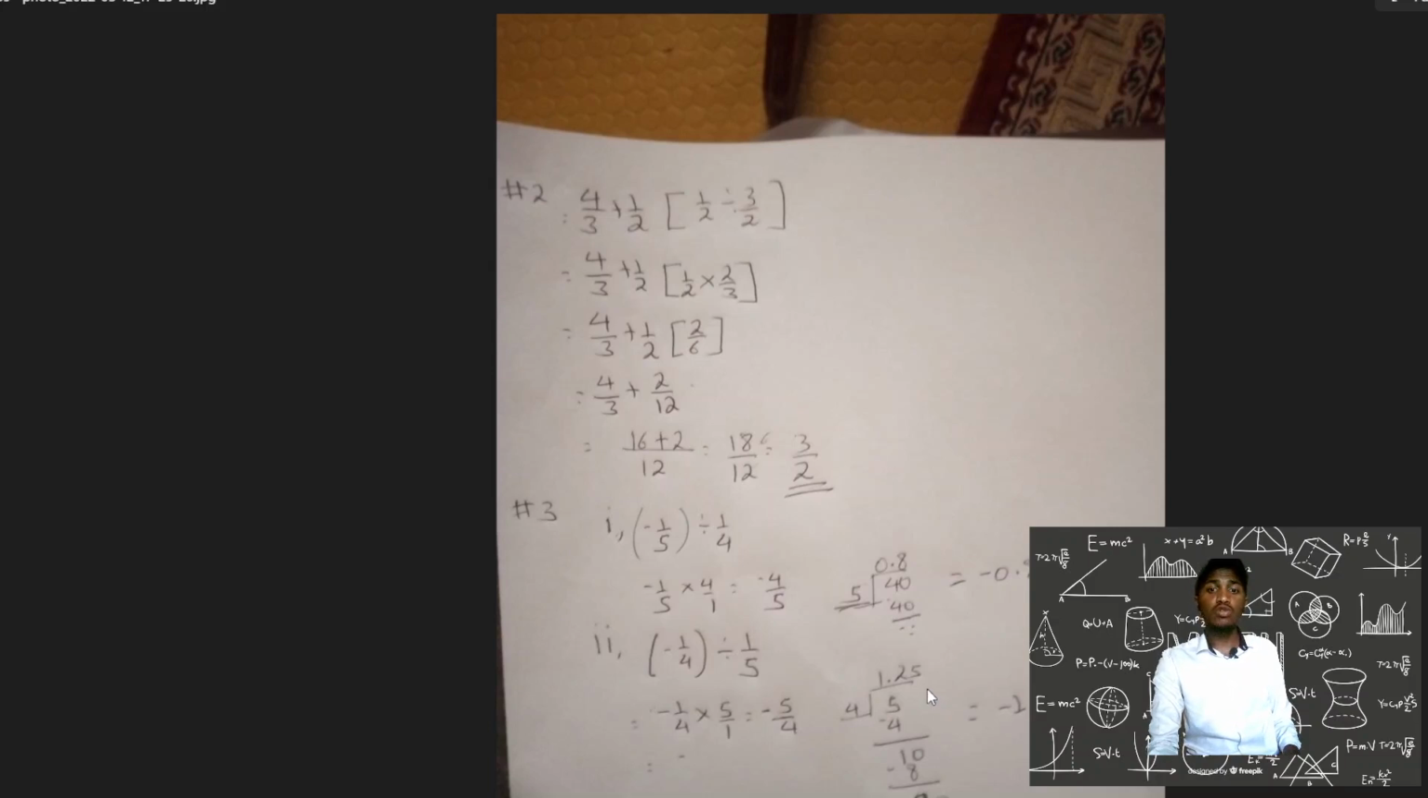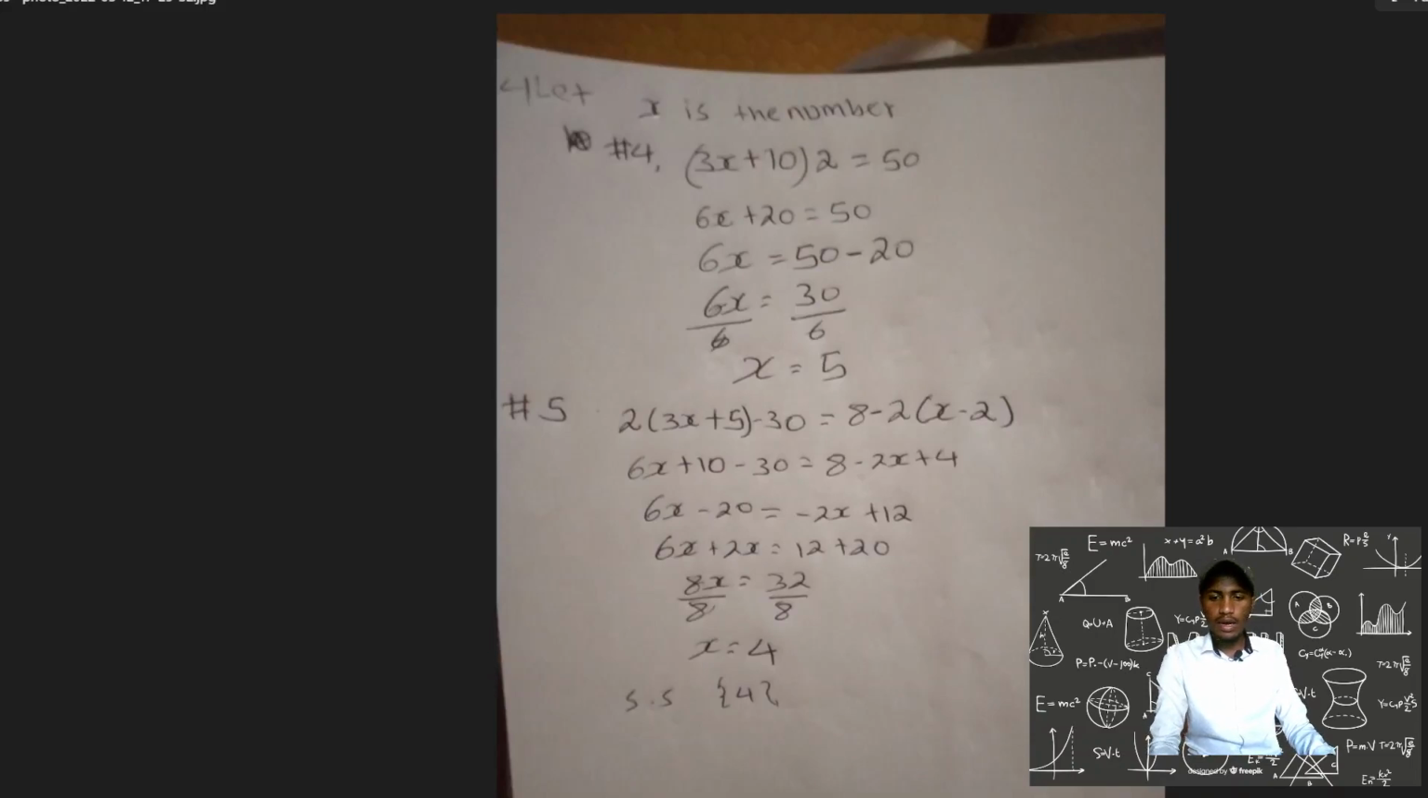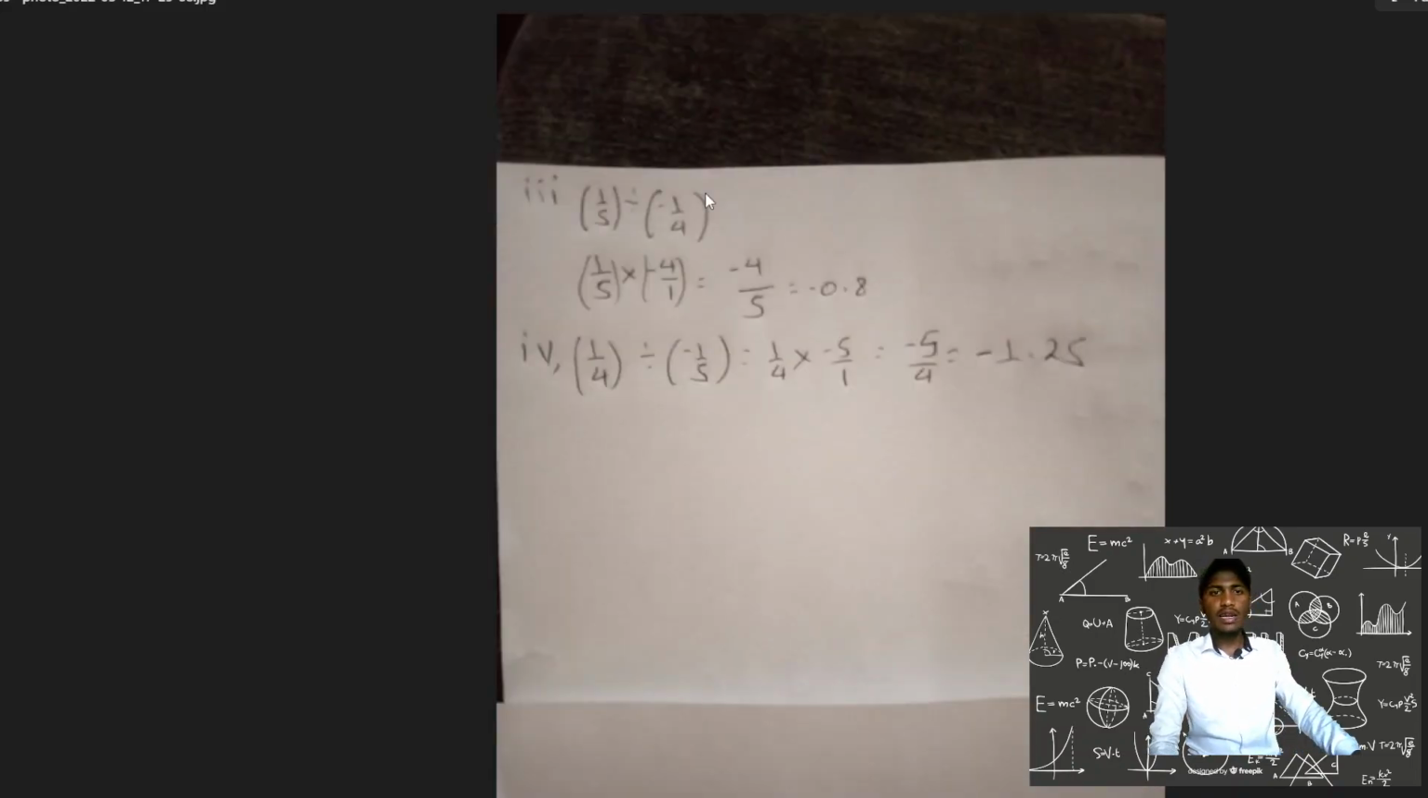Minus 1.5 is less than minus 1, right? We got one number. And the other one, Roman number 3: 1 over 5 divided by minus 1 over 4. So for 1 over 5, the reciprocal of 1 over 4 is 4 over 1. You will multiply it. 1 times minus 4 is minus 4, 5 times 1 is 5. So it equals negative 0.8. Negative 0.8 is greater than minus 1, so it cannot be the answer.